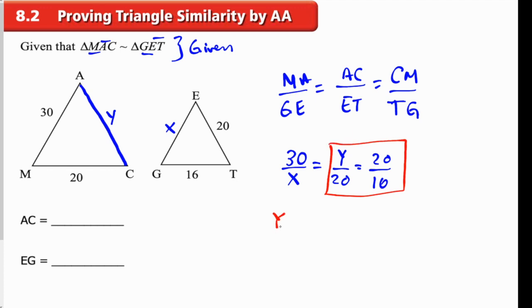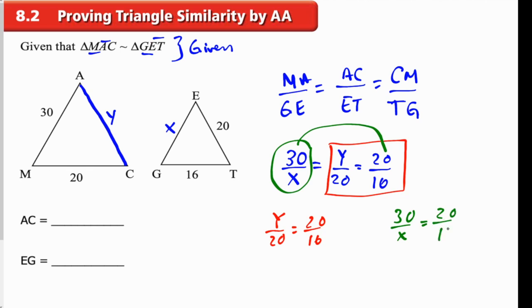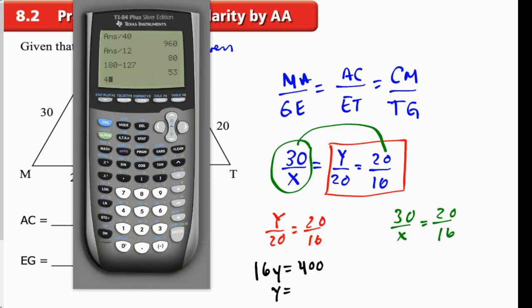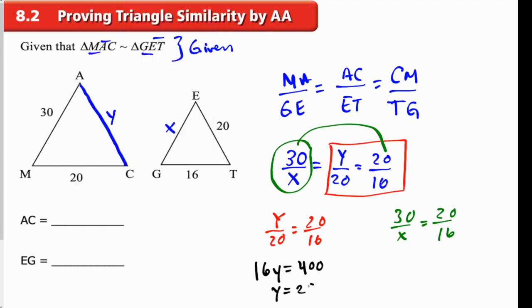So we can say that Y over 20 is equal to 20 over 16. And then we can take these two and set them equal. 30 over X is equal to 20 over 16. And not only are we using one equal sign at a time, we're solving for one variable at a time. And now we can do each cross product. 16y equals 20 times 20 is 400. Y equals, we'll do 400 divided by 16. And that gives us 25.